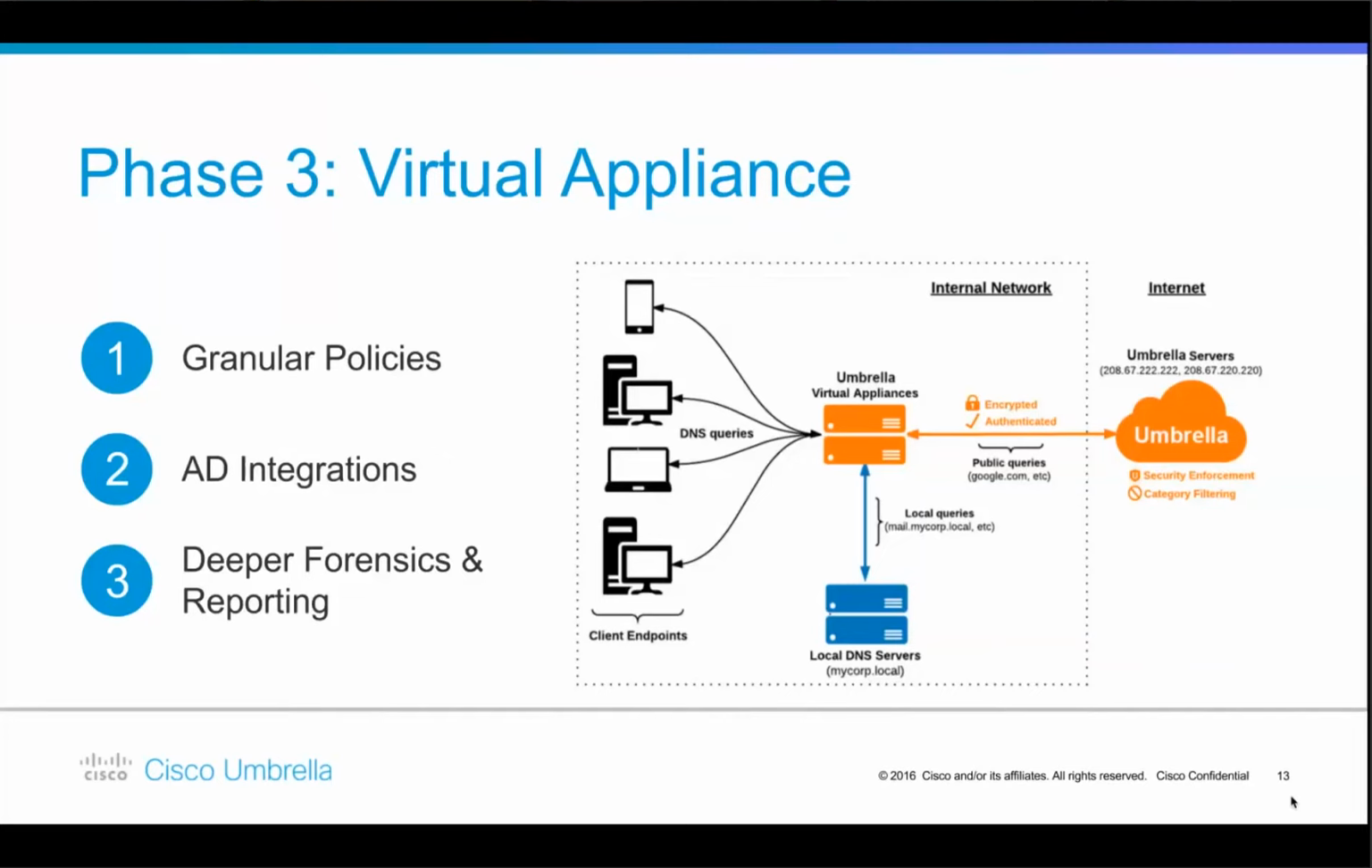If you have multiple external DNS servers, you can deploy multiple appliances out, and they'll all report back to the dashboard. There's no additional cost from Networkmaine on deploying multiple virtual appliances. It's all included with what you have.